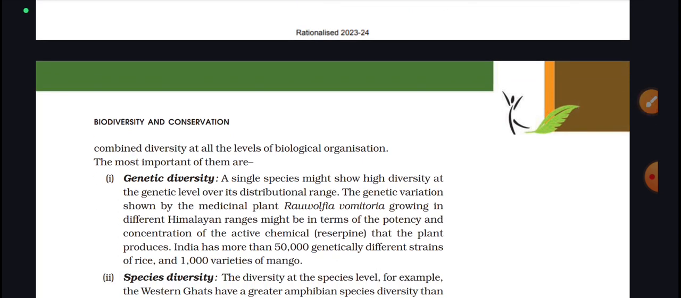A single species might show high diversity at the genetic level over its distributional range. The genetic variation shown by the medicinal plant Rauwolfia vomitoria growing in different Himalayan ranges might be in terms of potency and concentration of the active chemical reserpine that the plant produces. India has more than 50,000 genetically different strains of rice and 1,000 varieties of mango.